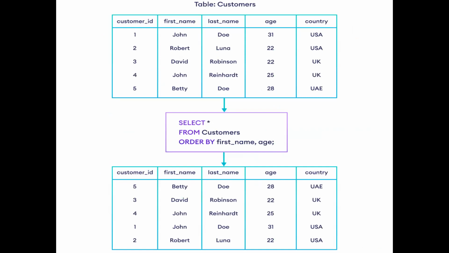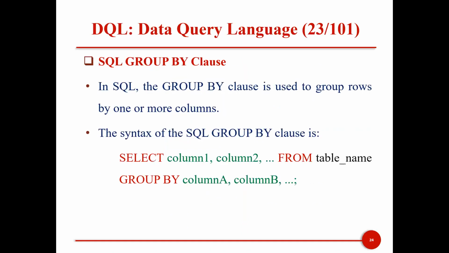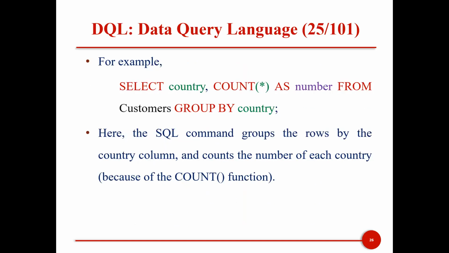You realize that from this example, there are some customers that belong to a particular country. You'll find that John and Robert are from USA. Then we have David and John from UK, and then UAE. Then what happens here is it will only pick this country. After picking the country, it will group them. It will say that there are two customers who belong to USA, and two customers from UK, and then one customer from UAE. Because we have decided to use the count function to count.